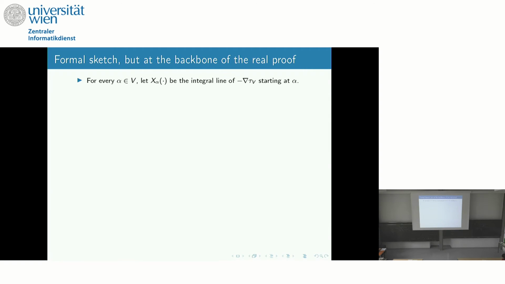Okay, so now let me give a formal sketch, which is the backbone of the real proof, which contains basically the basic geometric ideas, but I will skip all the technical details. Okay. So the geometric idea is the following. So we have our surface V, and then we have S in the future of V.